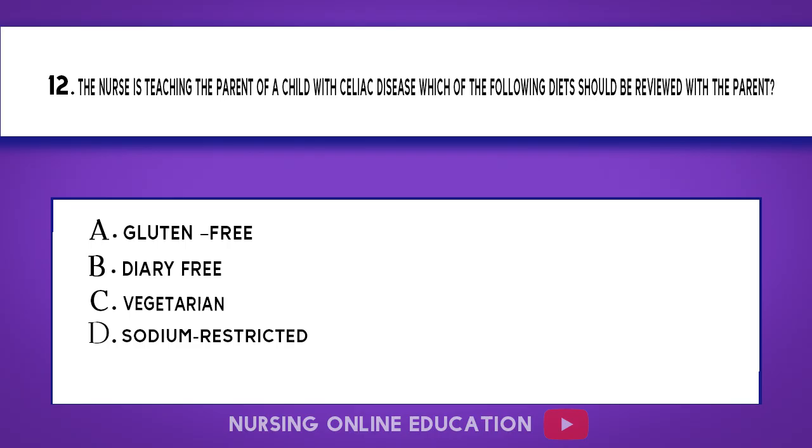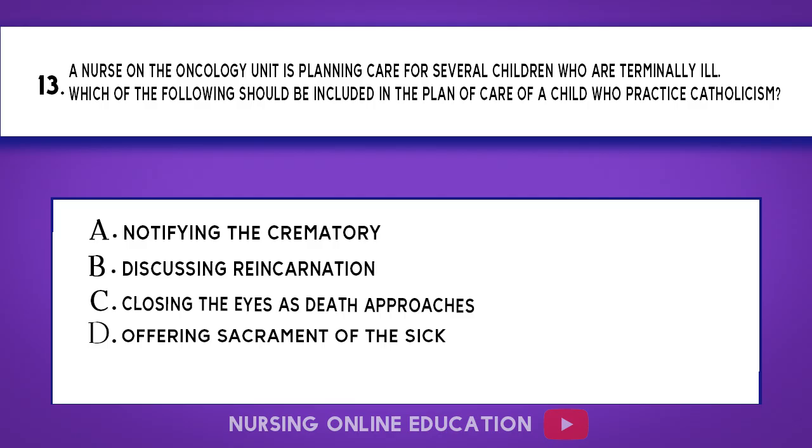12. The nurse is teaching the parent of a child with celiac disease. Which of the following diets should be reviewed with the parent? A. Gluten-free. B. Dairy-free. C. Vegetarian. D. Sodium-restricted. The answer is option A. Gluten-free.